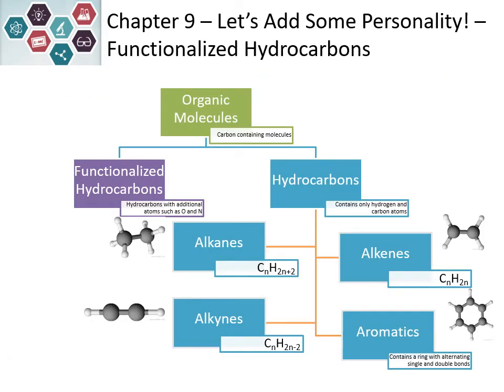In Chapter 8, we looked at hydrocarbons and talked about alkenes, alkanes, and alkynes. We didn't focus too much on aromatics, but aromatics are structures that contain a ring of carbons with alternating single and double bonds. For functionalized hydrocarbons, we're going to add a few more elements into our structure, which include oxygen and nitrogen. There's even a few with some sulfur in them.